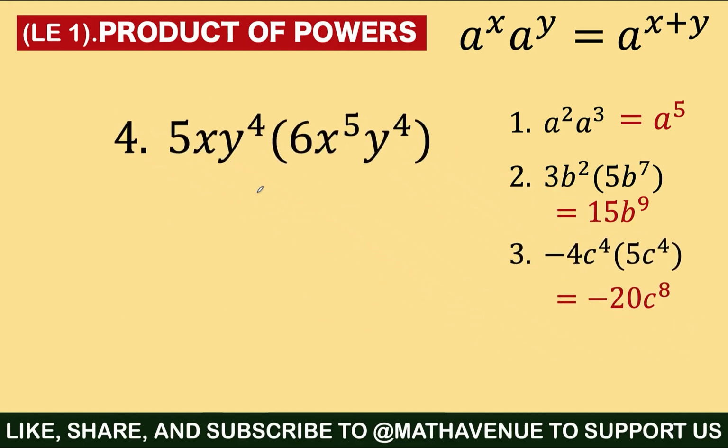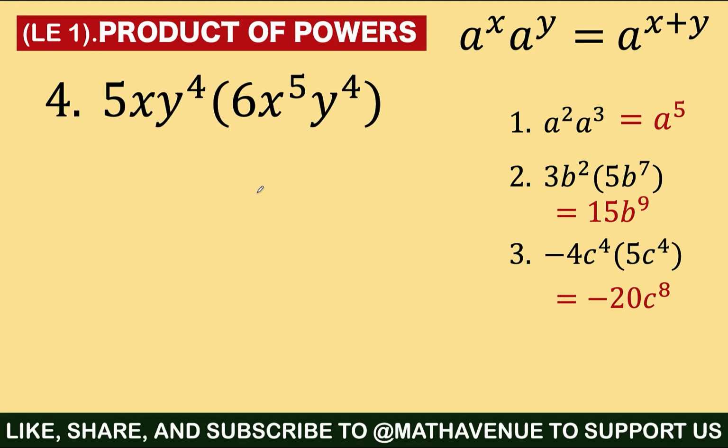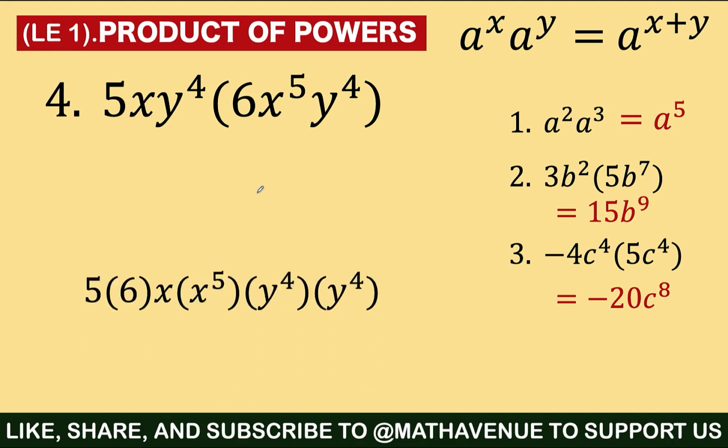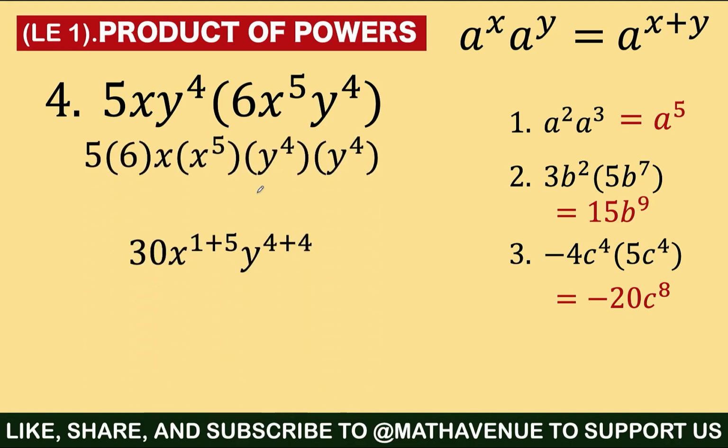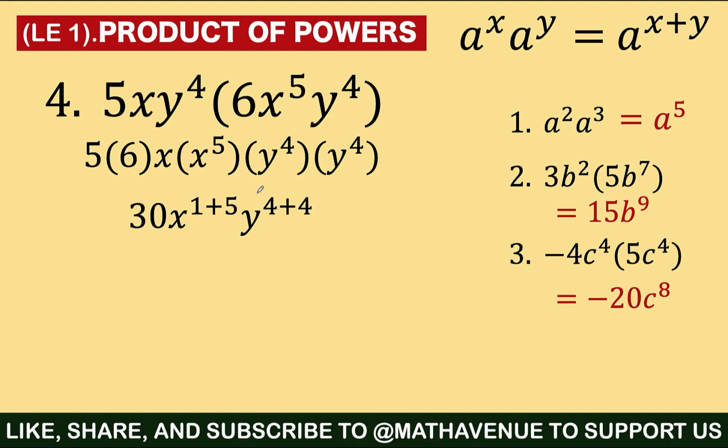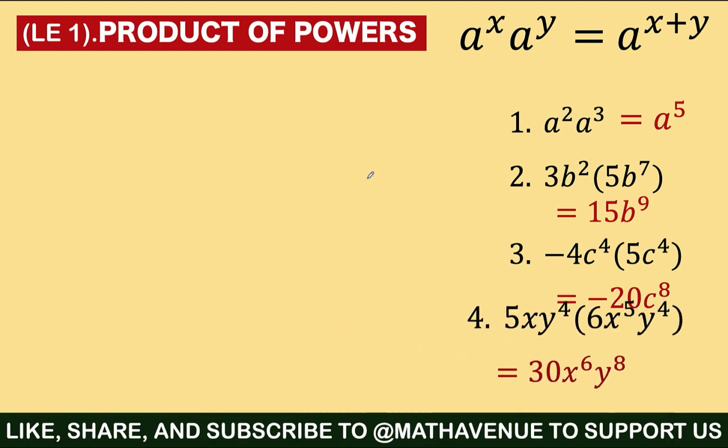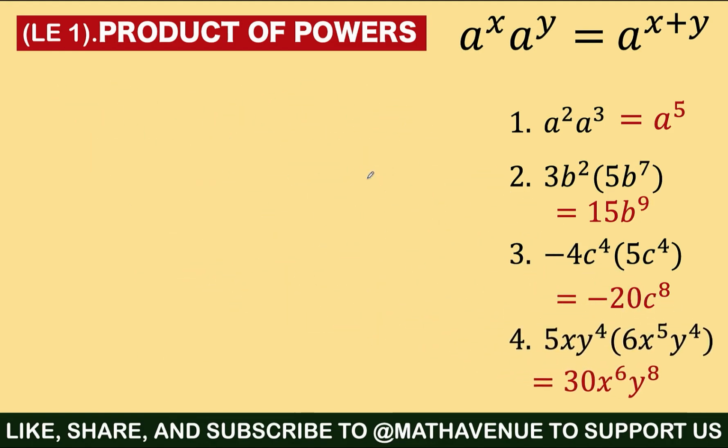And number 4 problem in law of exponent number 1, we have 5xy to the 4th times 6x to the 5th y to the 2nd. Again, let's rearrange and regroup. So 5 times 6 is 30. x times x to the 5th is x to the 6th now. Notice that x and x are together. y and y are also together. So y to the 4th times y to the 2nd is y to the 6th. So our final answer is 30 x to the 6th y to the 6th.